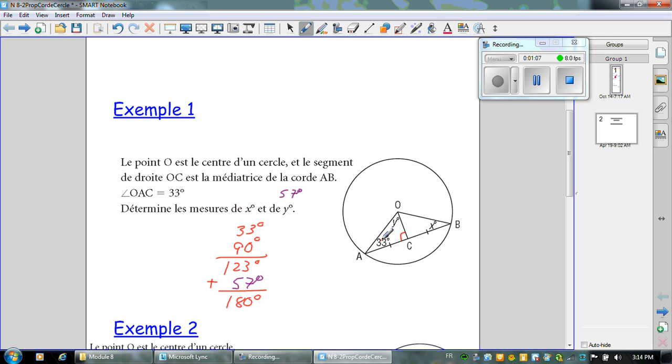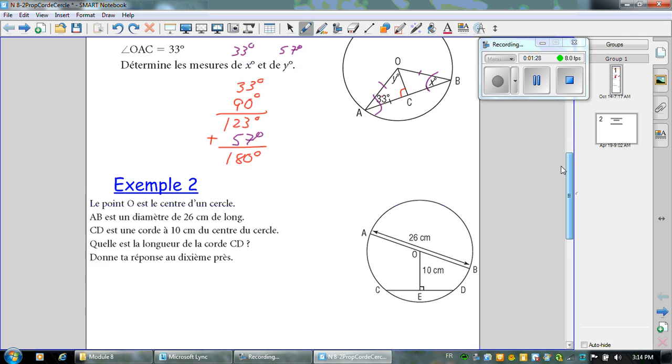Now here, x and 33 are the same. How can I say that? It's because here I have an isosceles triangle. This triangle here is an isosceles triangle, meaning that this angle is equal to that angle. So x is 33 because of the isosceles triangle.